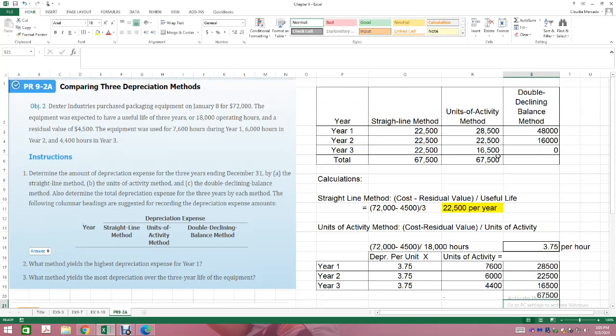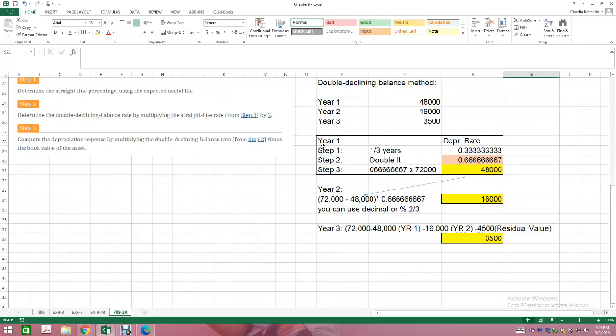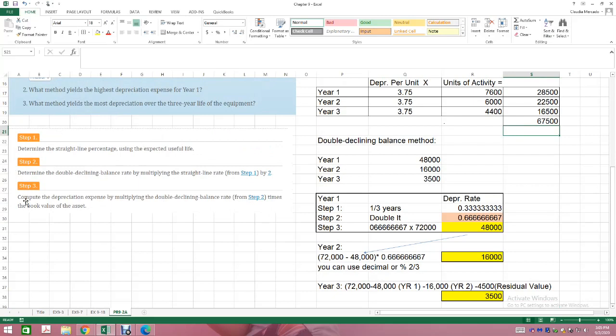67,500. Okay. And then the third method, double declining balance, that's a little bit trickier. Your textbook has an example and steps. Just know that you're going to get the number of years, 1 divided by the number of years to get your initial rate, double that rate, and then once you get that rate calculated, multiply it times your cost.